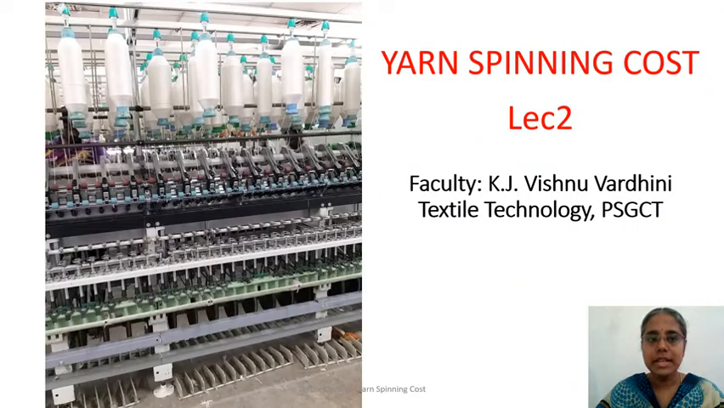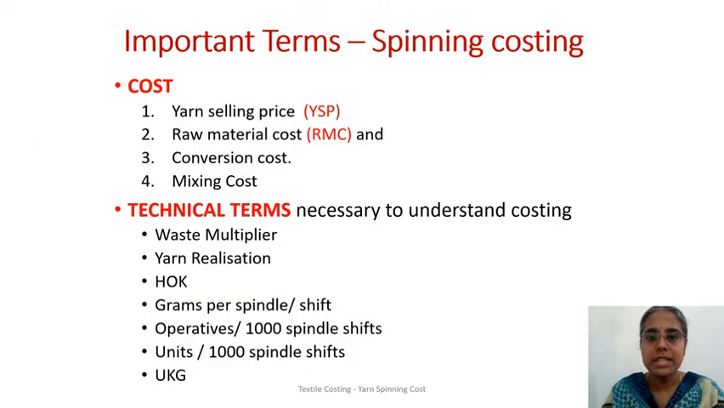Welcome you to the second lecture on spinning costing. We'll see in this lecture various terms related to spinning costing. The cost related terms are yarn selling price YSP, raw material cost RMC or clean material cost, conversion cost, mixing cost, and the other important terms.